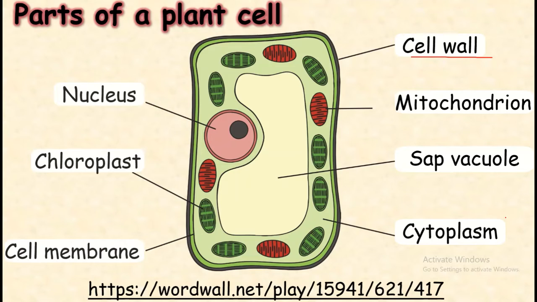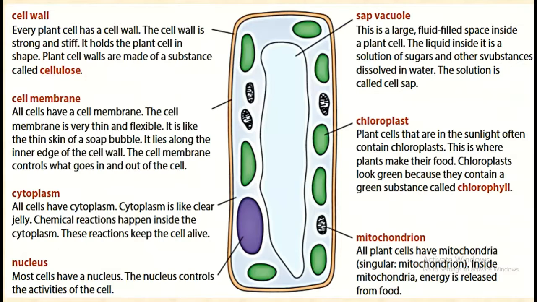Nucleus. Now nucleus is the central part of the plant, means it is the most important part of the plant. Every function of the plant cell is controlled by the nucleus. All the activities which take place inside a plant cell, they are controlled by the nucleus.